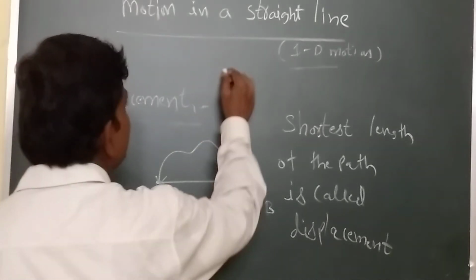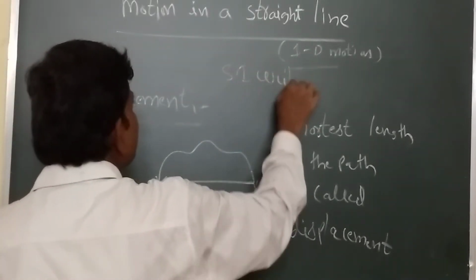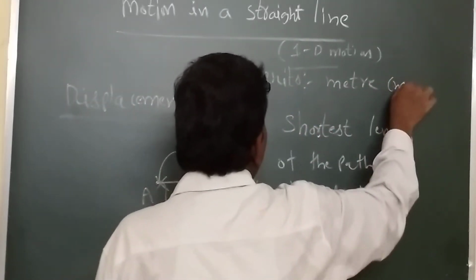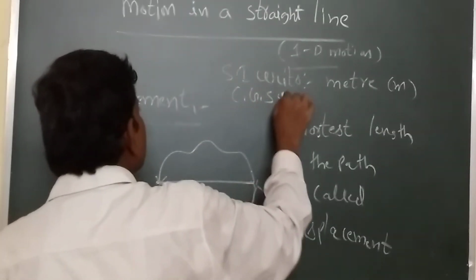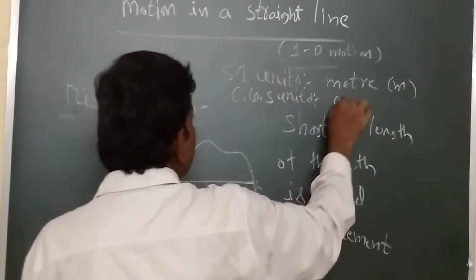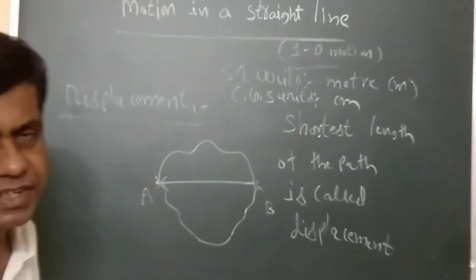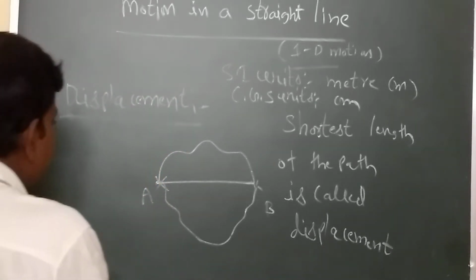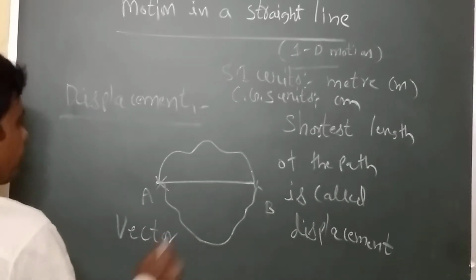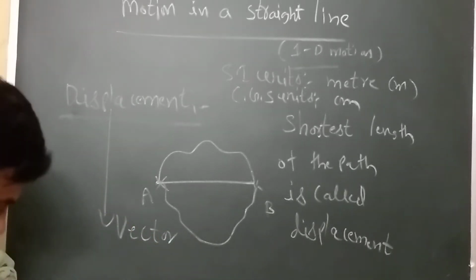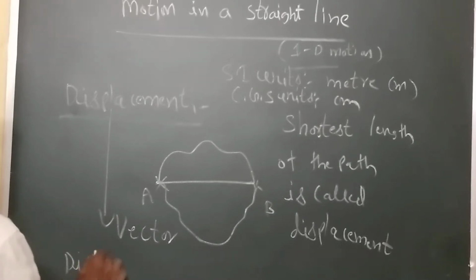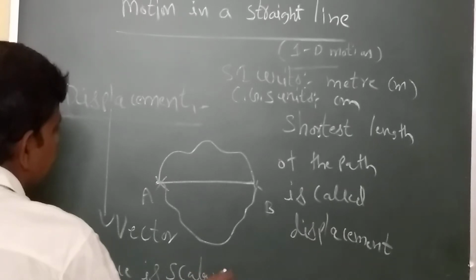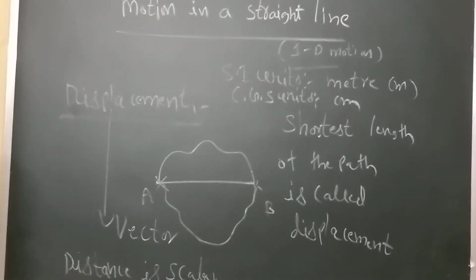So what are the SI units? Its SI unit is meter. What are the CGS units? Its CGS unit is centimeter. Displacement is a vector and distance is a scalar.